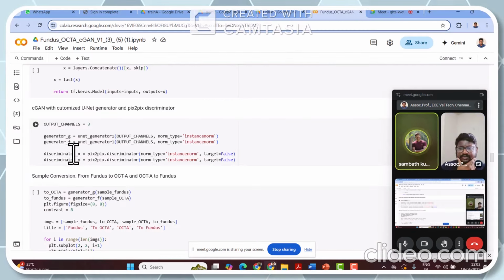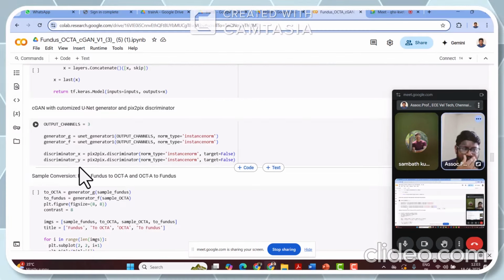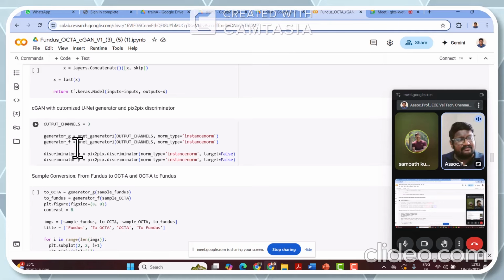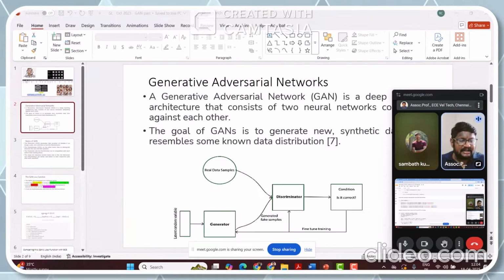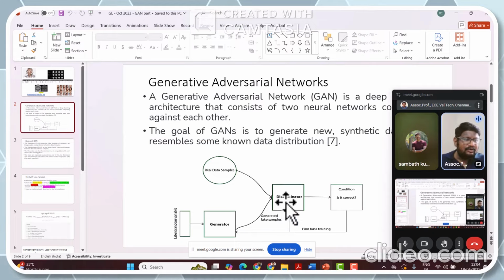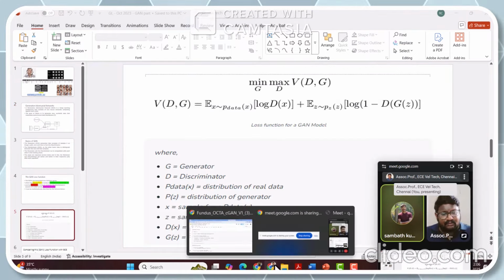Clear, I am going to concentrate only on generator_G and discriminator_Y, because that is only related to the project. Generator_G generates OCTA images, and discriminator_Y. So what should the discriminator do? As per the explanation in the theory part, the discriminator should be able to discriminate between the synthesized OCTA images and the original OCTA images. So, generator loss.